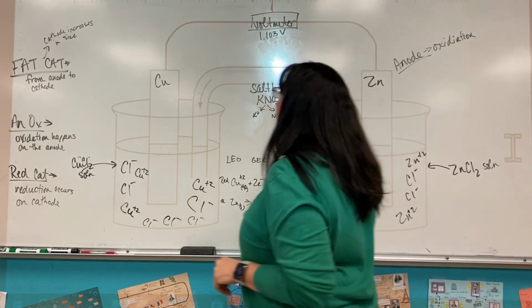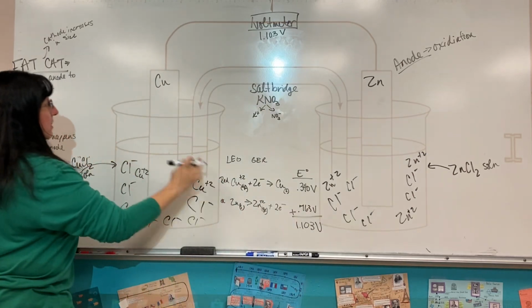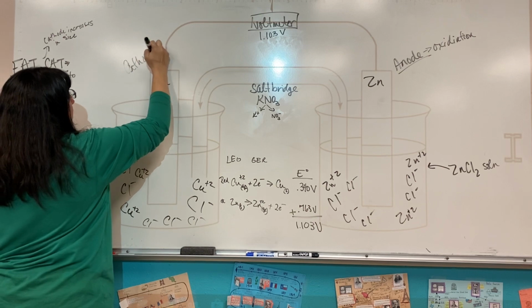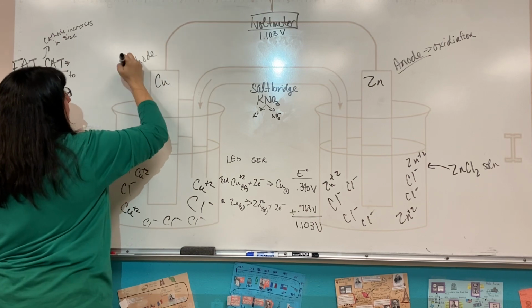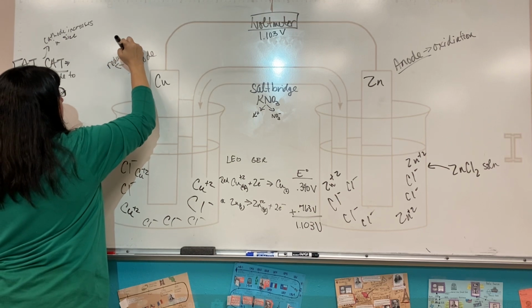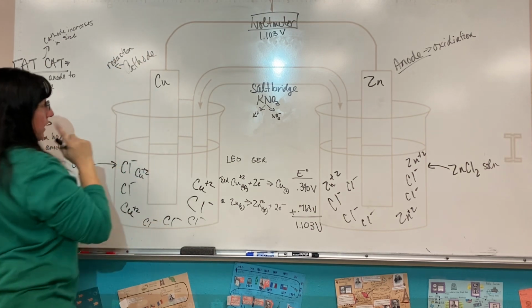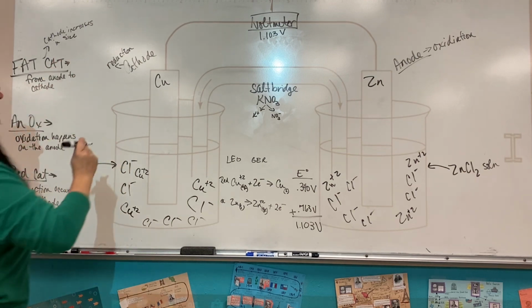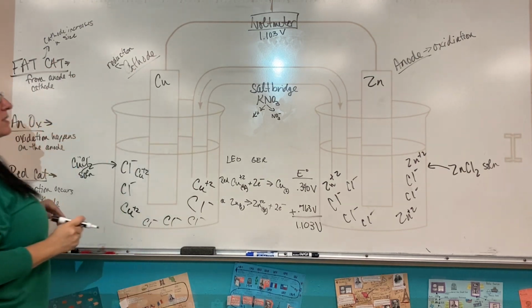Okay, and then red cat. So reduction is going to be your cathode. So this right here would be the cathode because reduction is occurring here. And I'm adding a little bit more onto here than I have to. I usually try AN and CAT, and I don't usually write some of the definitions off to the side. So this is the anode, this is the cathode.